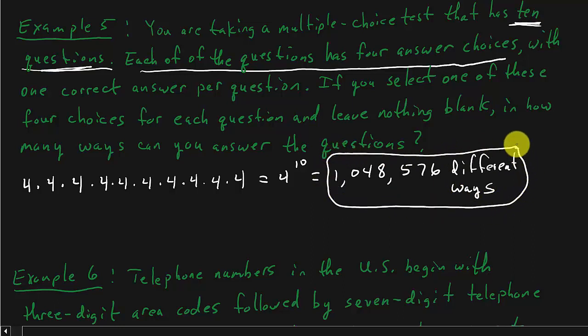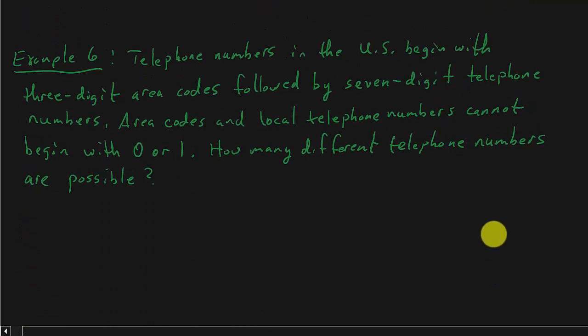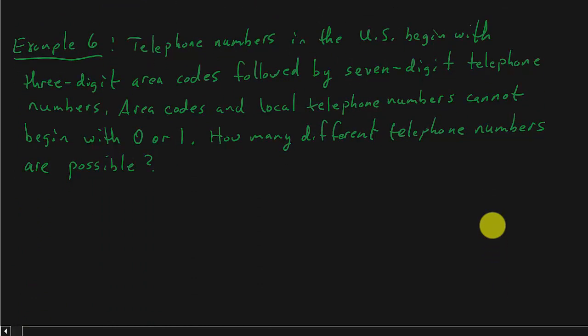Okay. All right, so let's look at this one. Example 6. It says telephone numbers in the U.S. begin with 3-digit area codes followed by 7-digit telephone numbers. Area codes and local telephone numbers cannot begin with 0 or 1. How many different telephone numbers are possible?